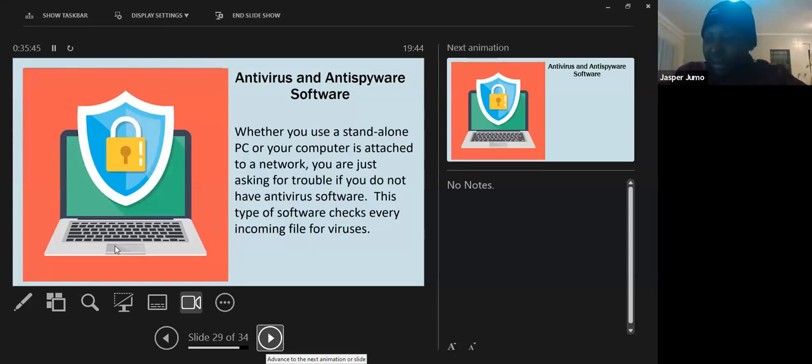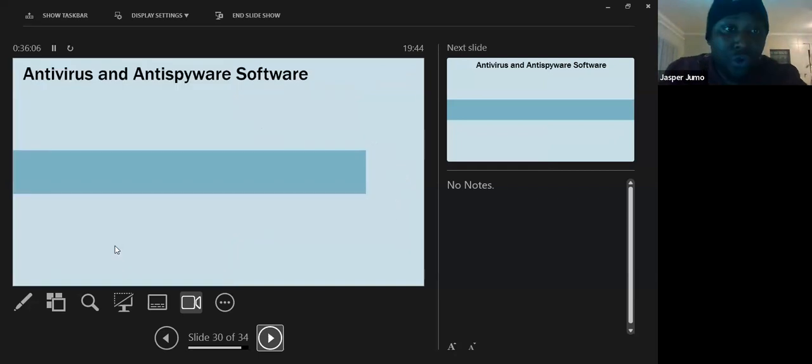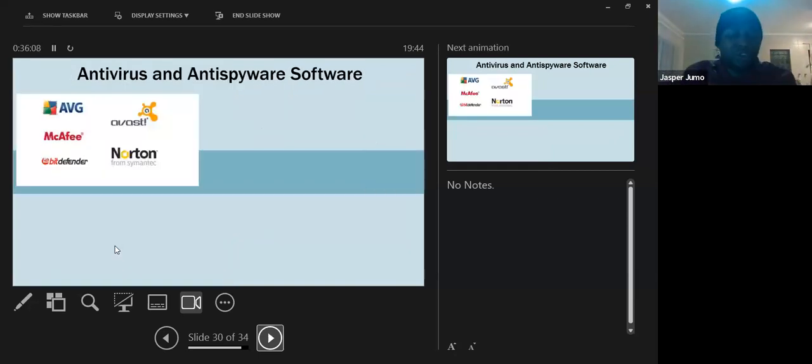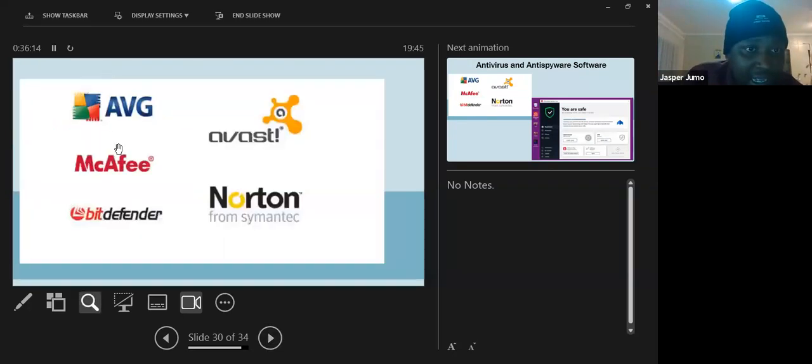Maybe let's say someone gives you a flash drive that is infected with a virus, or maybe they can protect you from a hacker that wants to access your bank details, your bank account, so that they can make an online payment, right? So your antivirus and anti-spyware are used for that. All right, so I think most of you have seen some of these antiviruses, right?